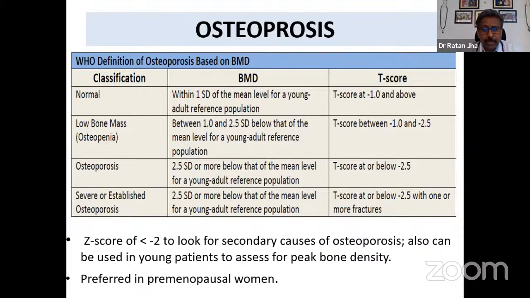Osteoporosis is conventionally defined as a T score below -2.5 standard deviations of the young adult reference population. And severe osteoporosis is when the findings are the same but with one or more fractures. There is another term called Z score, which is age matched, and this kind of scoring is usually looked at in younger people and in premenopausal women to see if there is any secondary cause of osteoporosis other than the age-related problem.